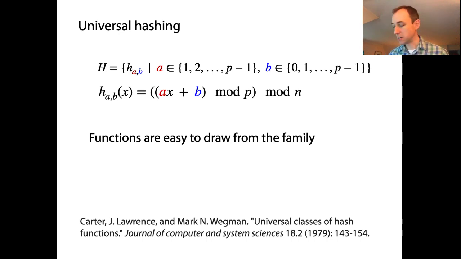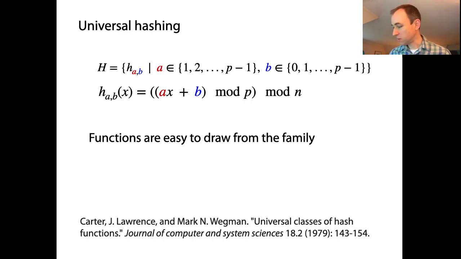We said it should be easy to draw hash functions from the family. It was not so easy in the case of uniform hashing, where every possible way of assigning items from the universe to items in the range of the hash function was very difficult to draw from, because we had to make an enormous random map every time we drew a new hash function from that family. Here, it's easy. We just pick a and b. We uniformly pick a from this range and uniformly pick b from this range, and that's it. Then the hash function has this form.